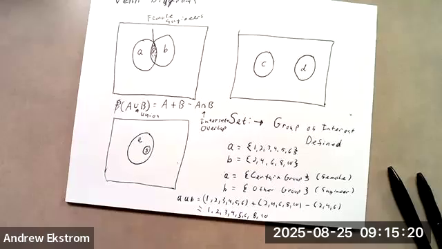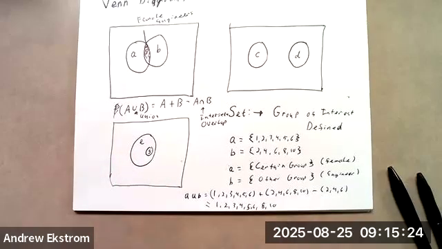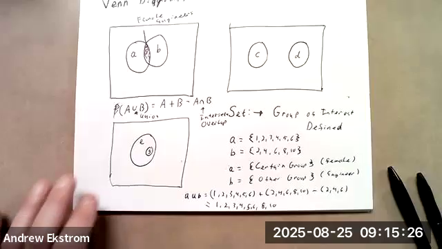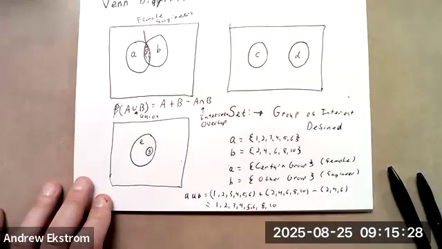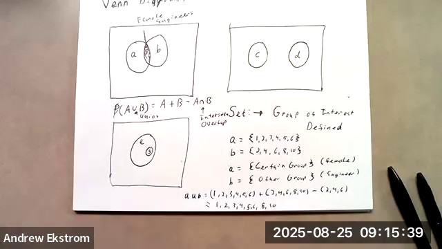So it's a little bit off. If we have A as all female students and B as all engineering students, the union would be all female students and all engineering students.